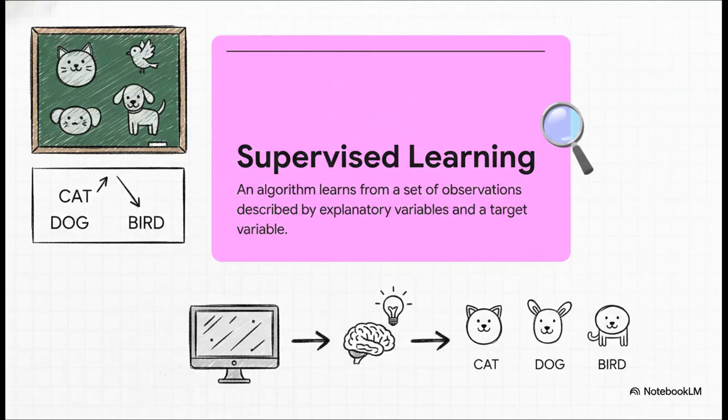First up, we have what's called supervised learning. And honestly, the best way to think about this is like studying with an answer key. You give the machine a bunch of problems, like thousands of pictures of animals. But, and this is the key, you also give it the answers, telling it, this one's a cat, that one's a dog, this one's a bird. The machine just crunches through all those examples until it learns the patterns on its own.